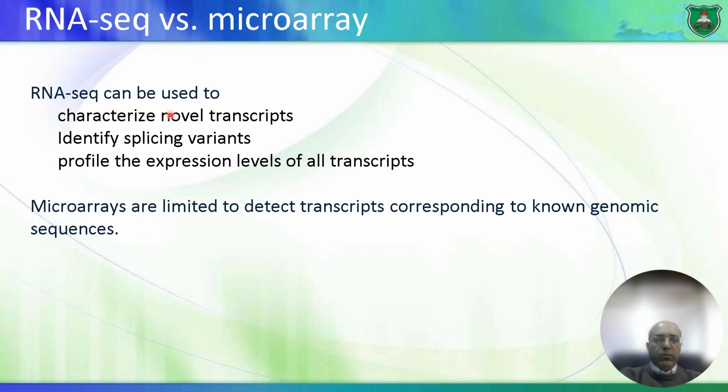With the RNA-seq technique, we can characterize novel transcripts, the genes that we didn't know about. We can identify splicing variants, by the way, and that's important. We may not be able to do that with the microarray, but we can do it with RNA-seq, and we can provide the expression levels of all transcripts in a sample. So microarrays have their own limitations, and RNA sequencing can overcome these limitations.